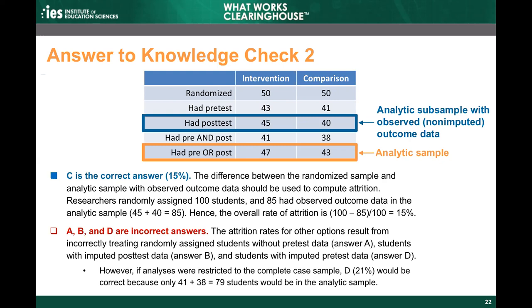Seems like the other common answers were 10% and 21%. 10% just corresponds to if we use the orange sample to compute attrition. But again, we have to account for the subjects with imputed outcome data as attrition in that orange sample. But it's not quite as bad as if we had to base attrition calculations on the had pre-test and post-test data, because again, it's only the imputed outcome data that count as attrition.